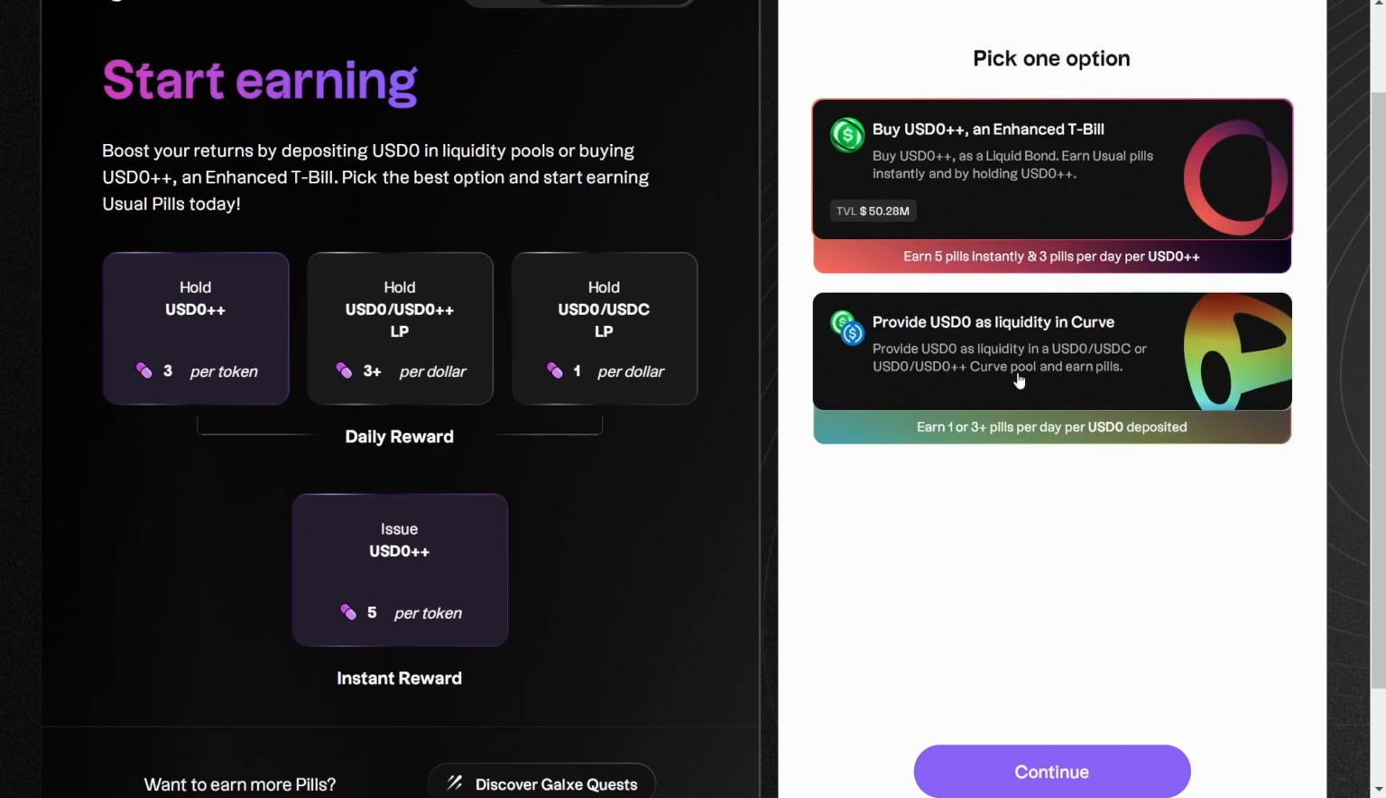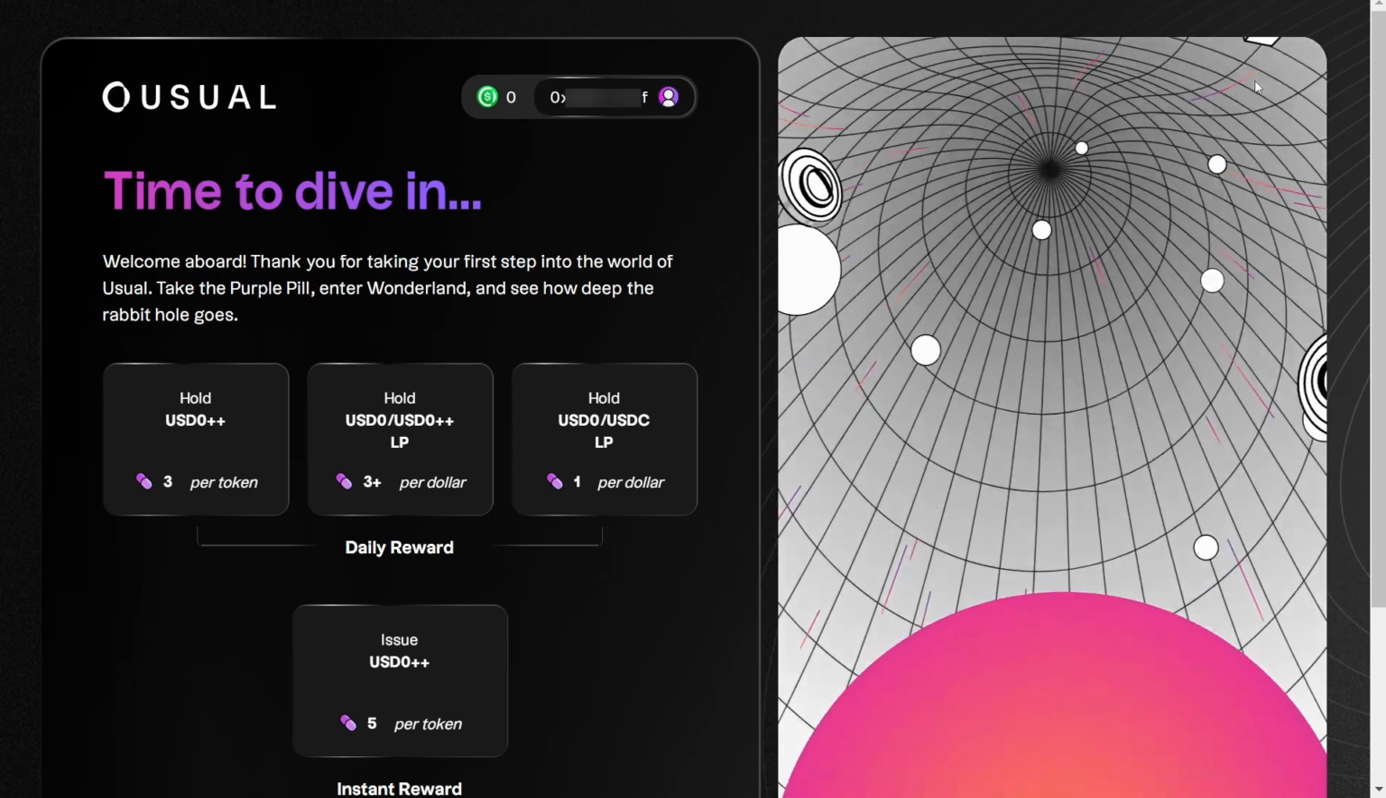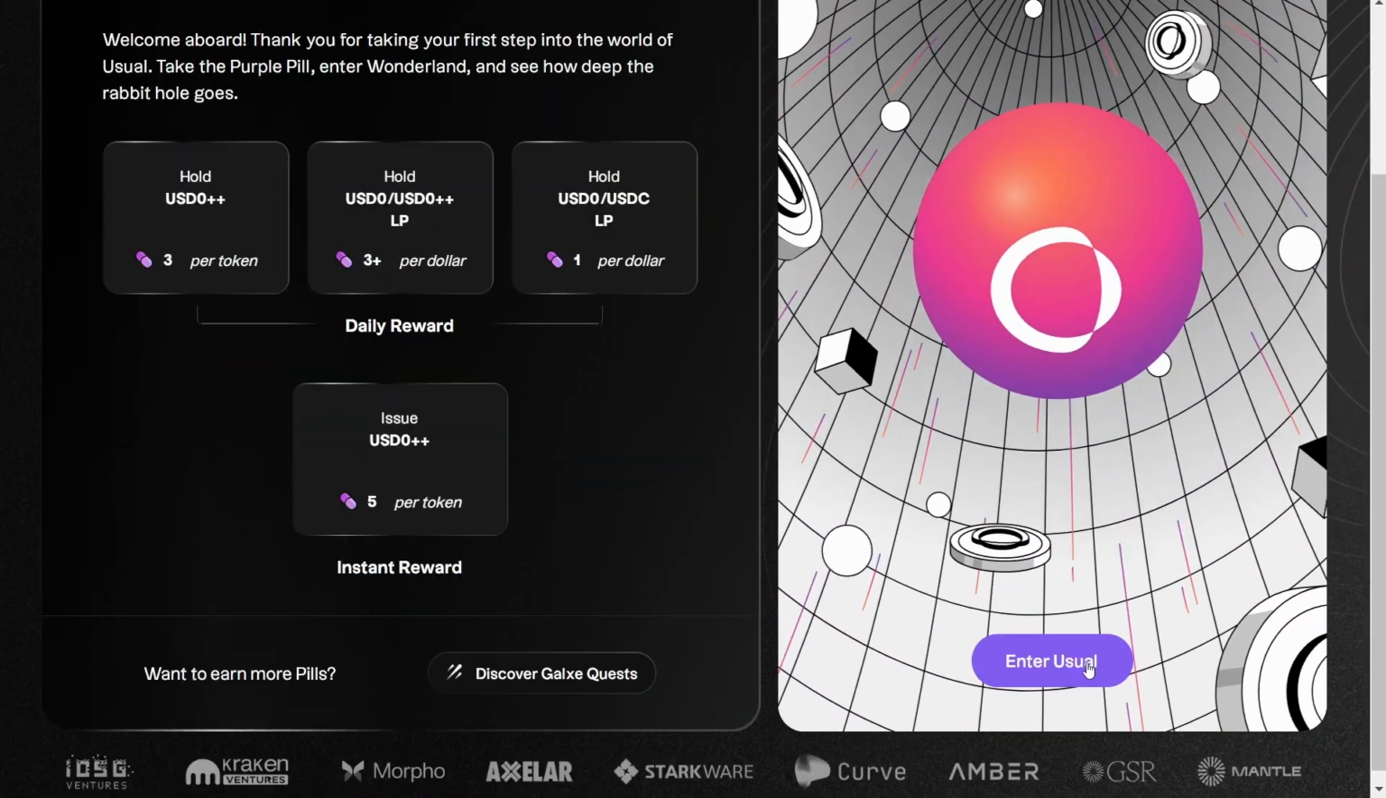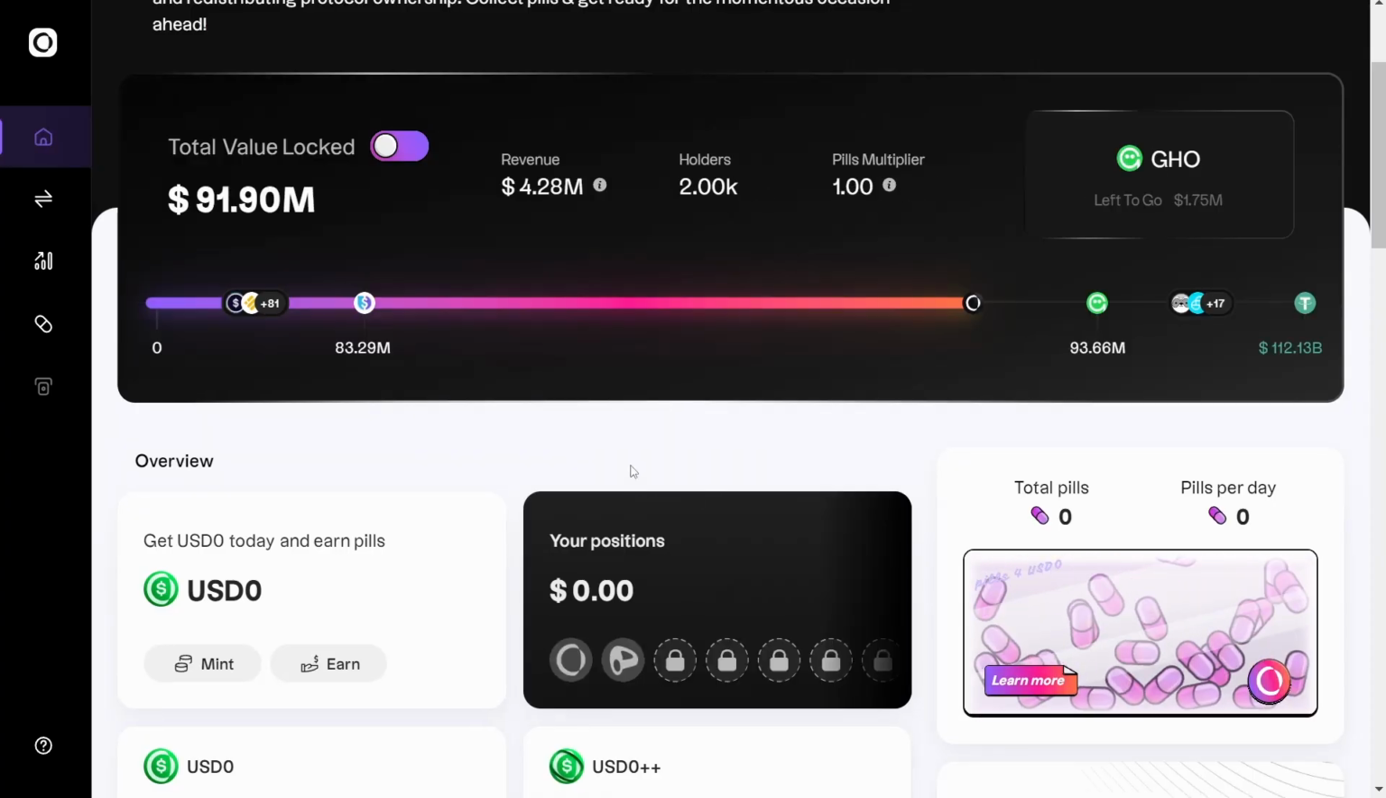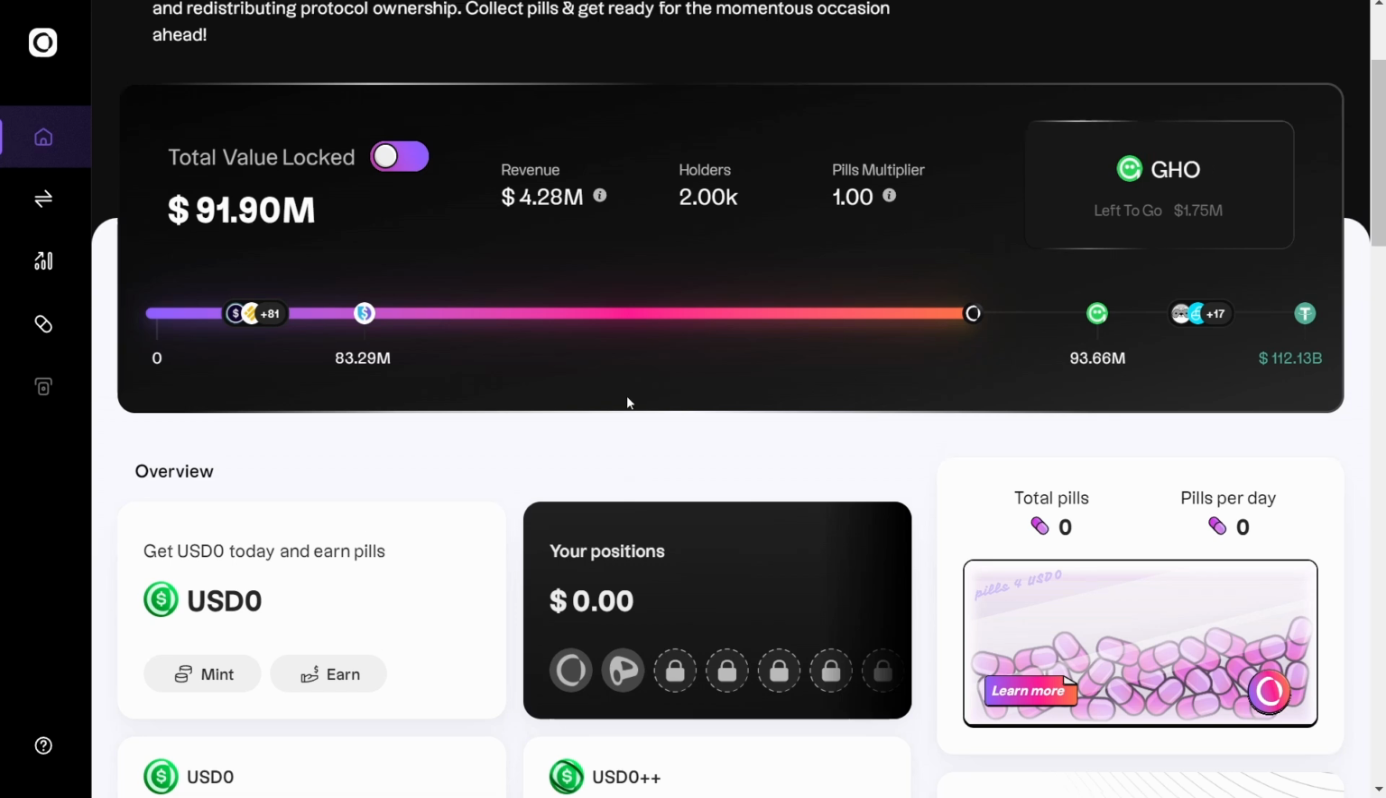Pick one option. Buy USD0++. Hold it and earn 3 pills per token. Provide USD0 as liquidity in Curve's liquidity pool and earn 1 or more than 3 pills per token. I'll skip it for now and make the choice later. And now I can enter my Usual cabinet.